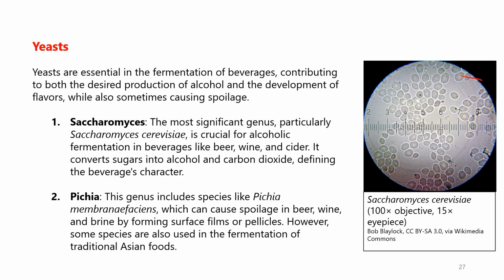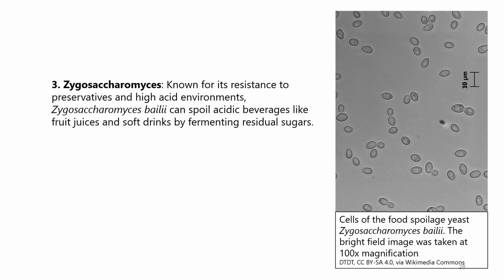Then we have Pichia, which includes species like Pichia membranifaciens, which can cause spoilage in beer, wine and brine by forming surface films or pellicles. However, some species are also used in the fermentation of traditional Asian foods.